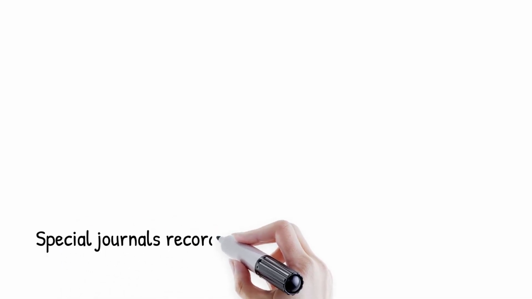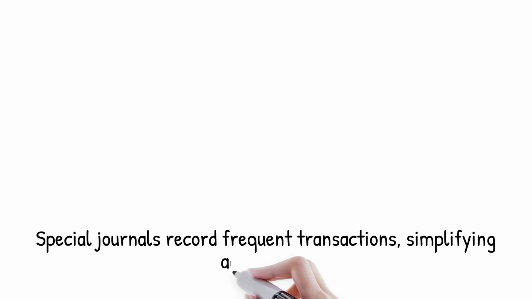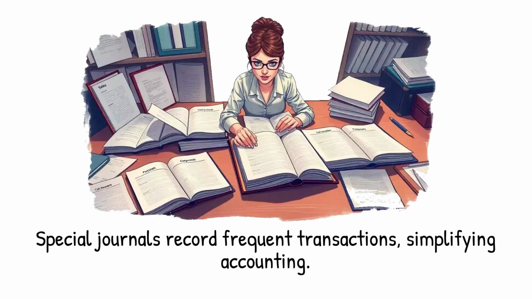These journals are used to record specific types of transactions that occur frequently, such as sales, purchases, cash receipts, and cash disbursements. Each type of special journal simplifies the recording of these repetitive transactions, making the accounting process more efficient.